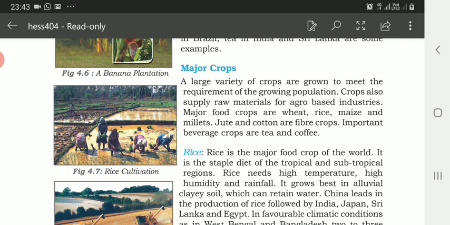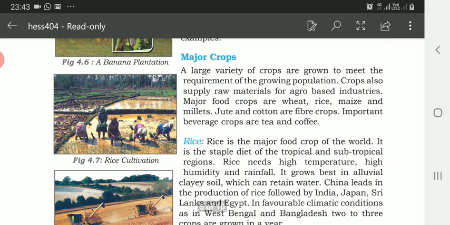So, a large variety of crops are grown to meet the requirement of the growing population. Crops also supply raw materials for agro-based industries. Major food crops are wheat, rice, maize, and millets. Jute and cotton are fiber crops. Important beverage crops are tea and coffee.